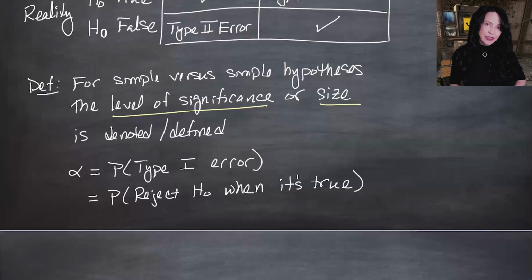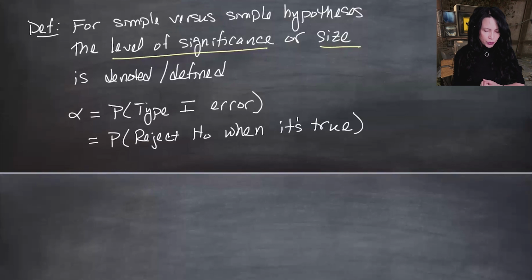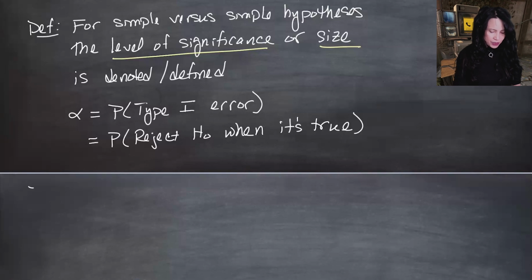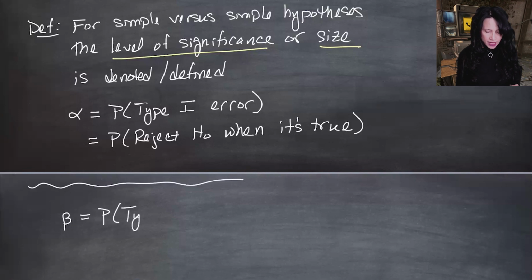The level of significance or size of a test is specified in advance by the person who actually cares about the underlying scientific problem. And there is, of course, the type 2 error. This one doesn't really have a name, but it's associated with something that does. Beta is used to denote the probability of making a type 2 error.